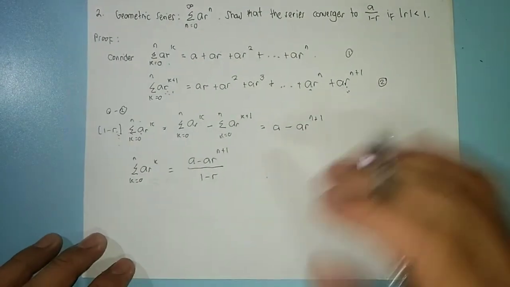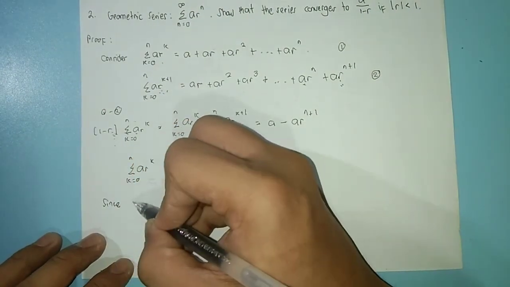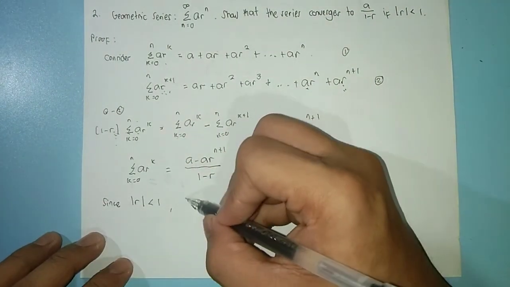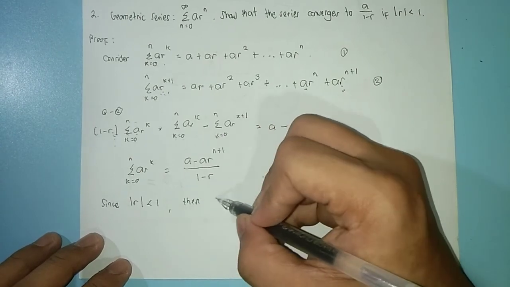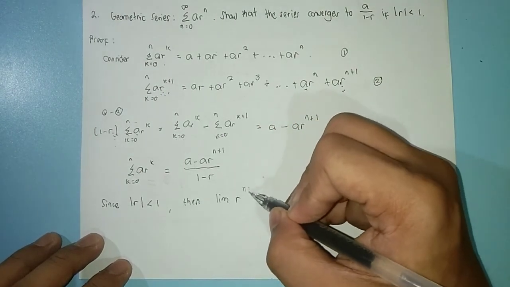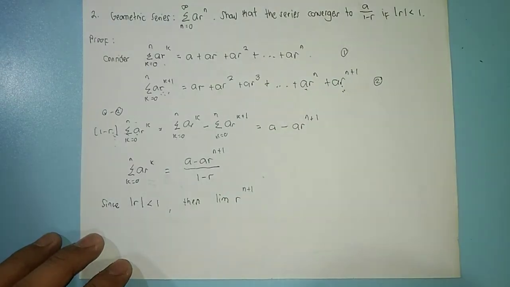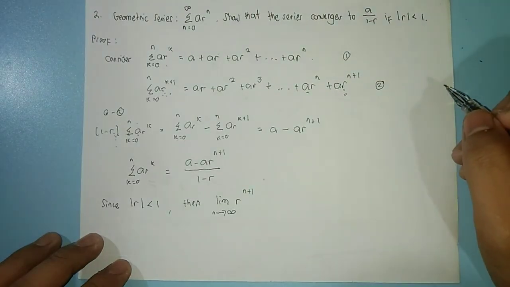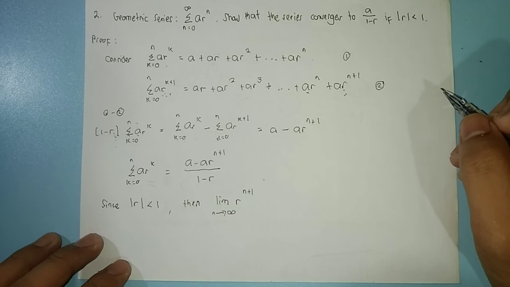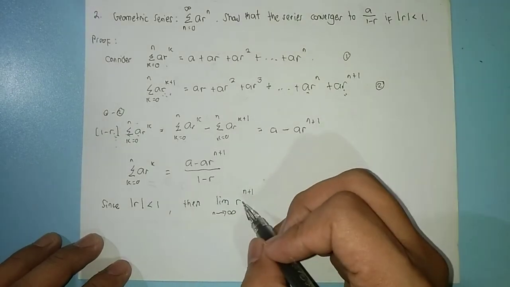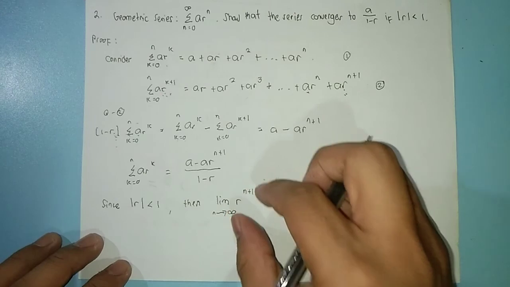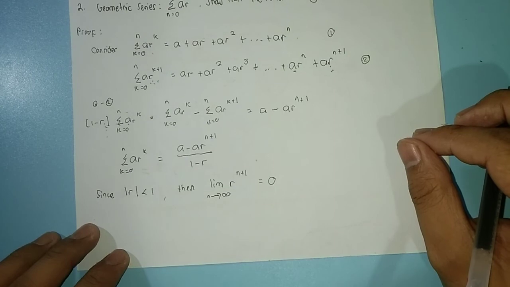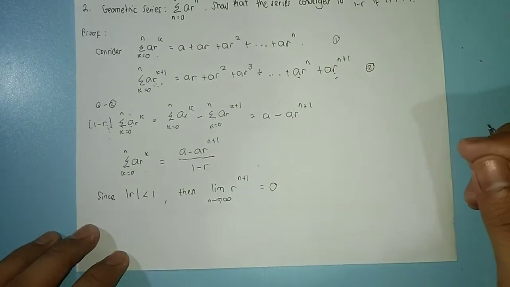Okay? Now, since the absolute value of r is less than 1, when you take the limit of r raised to n plus 1, this is where the sequence of partial sums comes in, because we approach n to infinity. Okay? So when we take the limit of r raised to n plus 1 as n approaches infinity, since the absolute value of r is less than 1, this will be equal to 0. This, if you remember, is theorem number 2, if I'm not mistaken, of our lesson number 20.